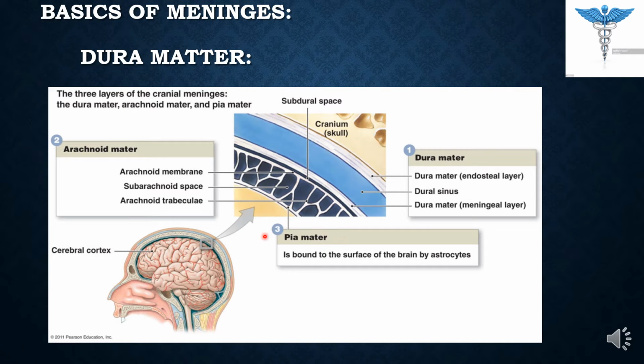Now, last but not least, the pia mater, and this pia mater is bound to the surface of the brain by astrocytes. This astrocyte is very important. You have to remember that the pia mater is bound to the brain surface through astrocytes.